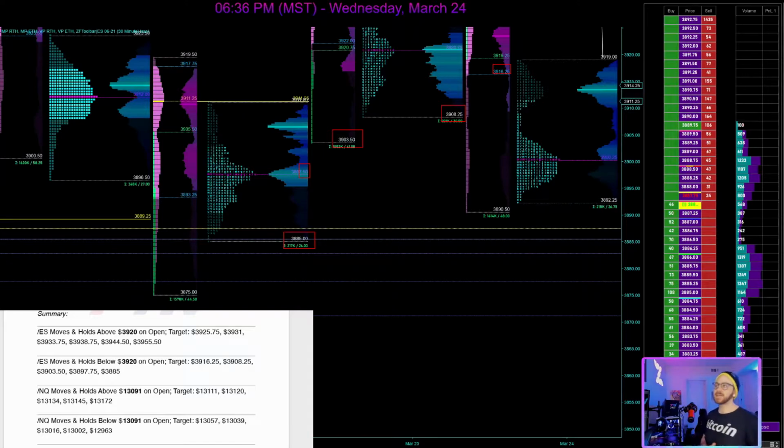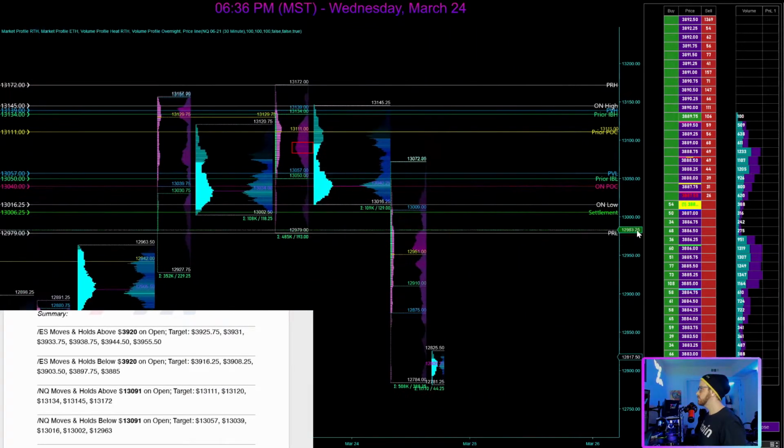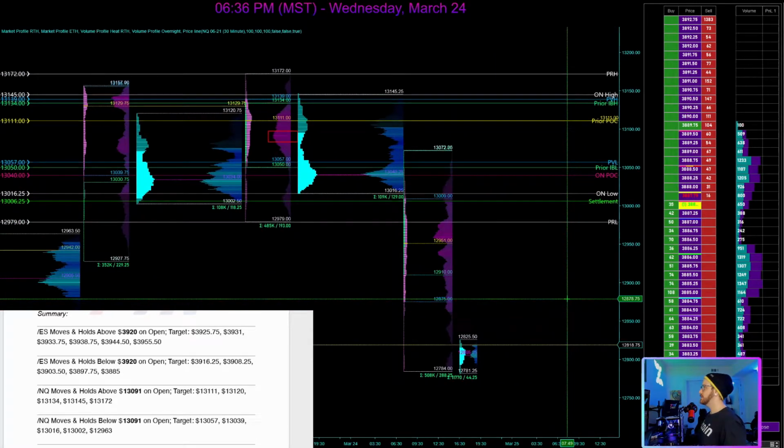So let's get into the NASDAQ targets. Flipping over to the NQ profile here, we will see that it was very strong to the downside on NQ, and we did not hit any of our upside targets. So we will move right into our downside targets.